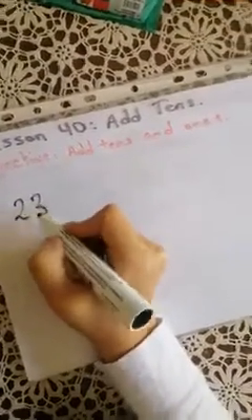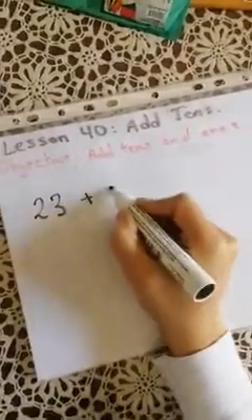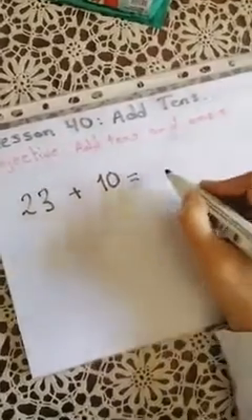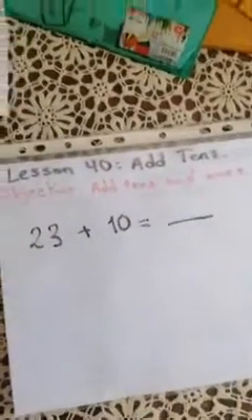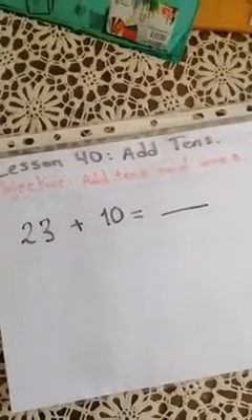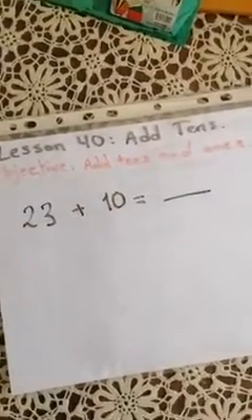Today I'm recording this video in order to start a new lesson, which is lesson 40, and it's about adding tens. The objective is to add tens and ones. So now let me start by writing this addition sentence. 23 plus 10 equals. To add these two numbers, I will start by modeling these numbers.